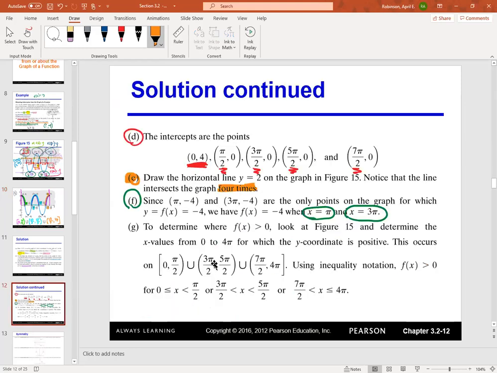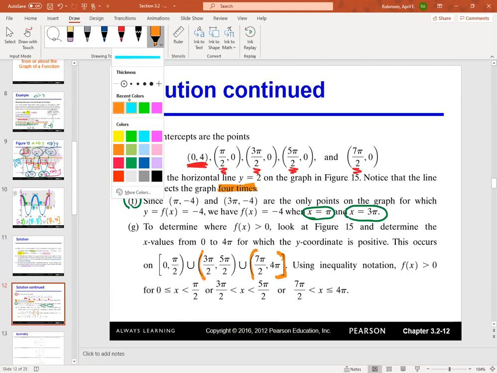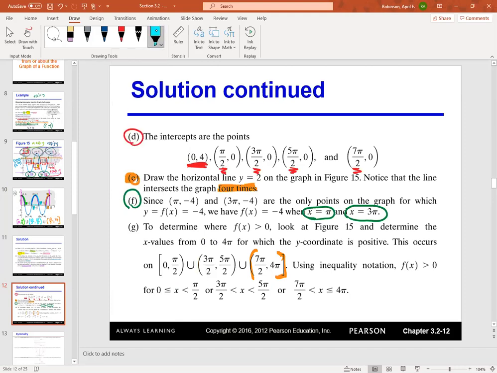0 over pi over 2, 3 pi over 2, 5 pi over 2, union 7 pi over 2 to 4 pi. There it is, right there. Here's this one. Here, come on. There's that one. And that one.